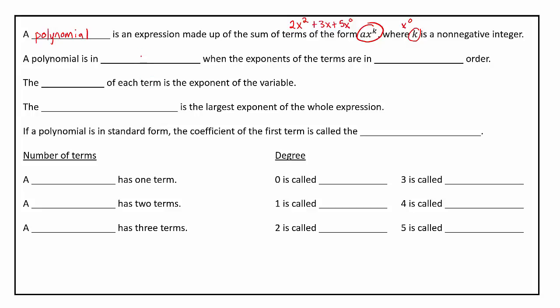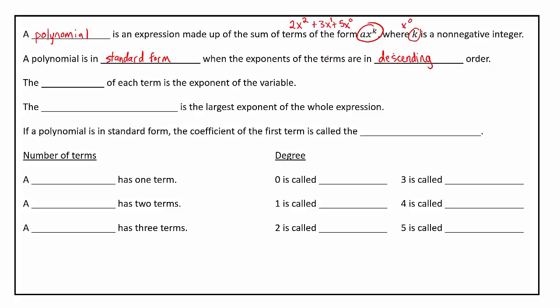Moving on to some other vocabulary words, a polynomial is in standard form when the exponents of the terms are in descending order. Let's see if I can spell descending correctly. I think this is it. So that is like this case up here that I wrote, 2x squared plus 3x to the first, plus 5x to the 0. These exponents, the biggest one is first, the next biggest one is in the middle, and the smallest one is at the end, and that means that that's in standard form.